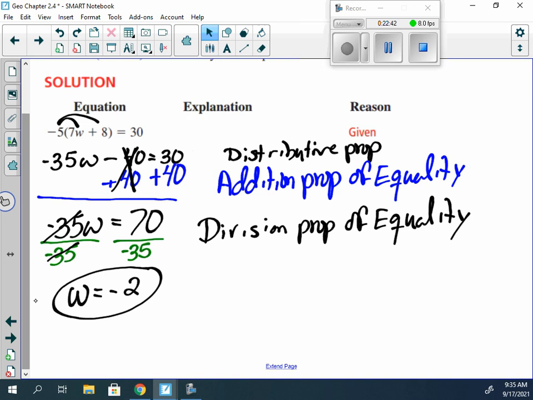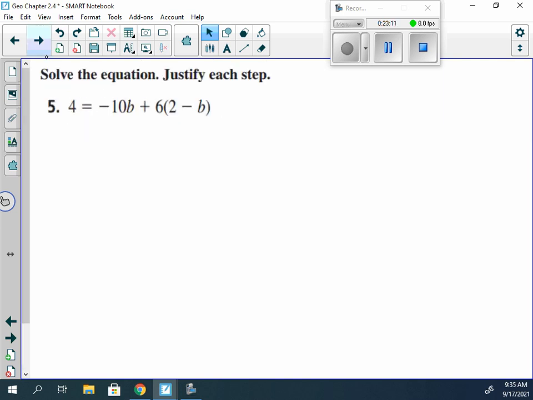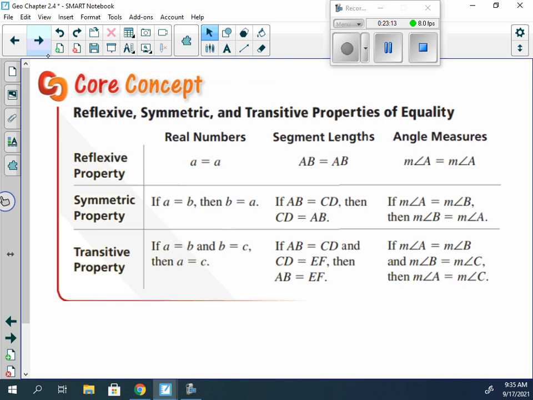Questions on this here? How do we feel about this here? We feel good with this here? Awesome. Are there any questions on this here, solving and justifying our steps? Do we feel good with this here? Do we need to go over another example of doing this? Okay. If we feel good with this here, we'll move on to this here.